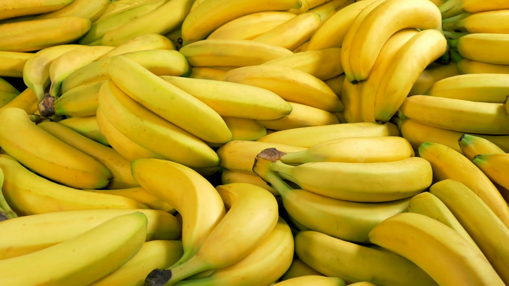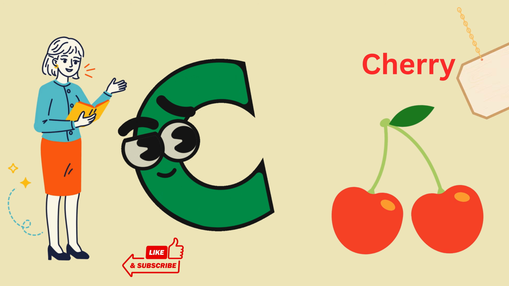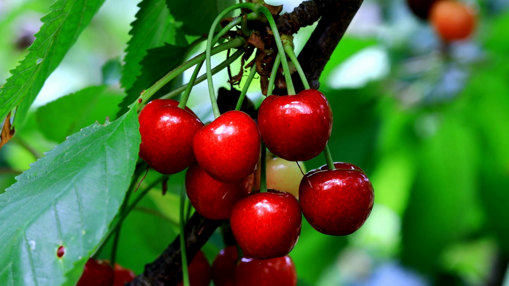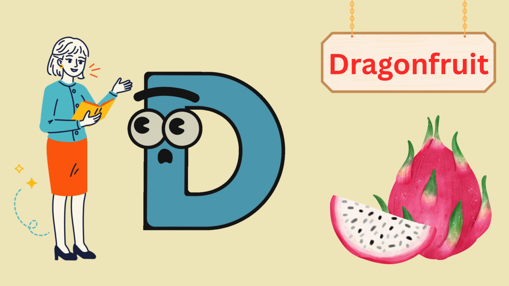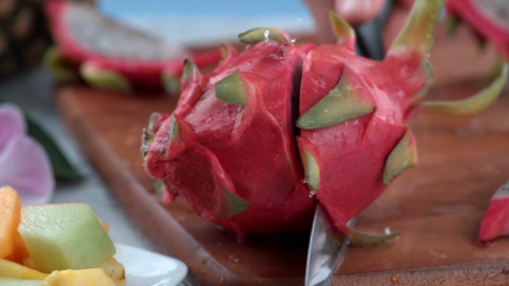B is for banana. C is for cherry. Cherry. C is for cherry. D is for dragon fruit. Dragon fruit. D is for dragon fruit.